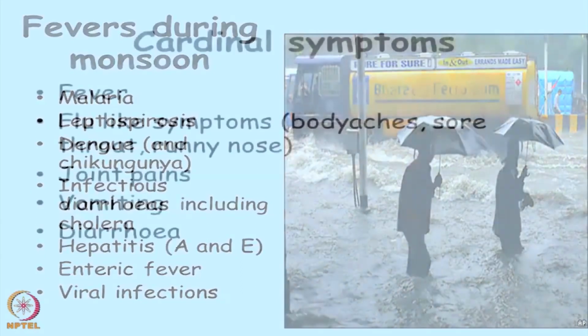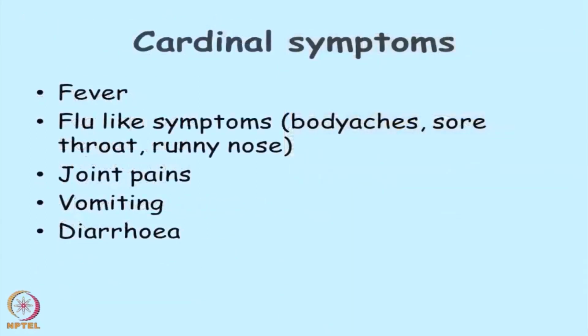So, the cardinal symptoms of all these illnesses collectively are common symptoms like fever, flu-like symptoms, that is body ache, sore throat, runny nose, joint pains, vomiting, diarrhea. Now, diarrhea can happen in malaria also, where we classically expect just fever with rigors, where it is called algid malaria. So, when a patient comes to you clinically, it is very difficult to diagnose the patient.